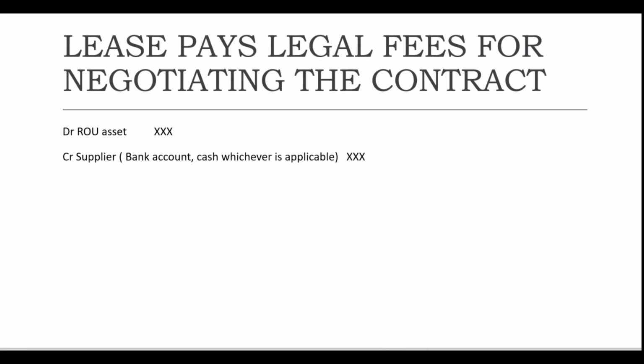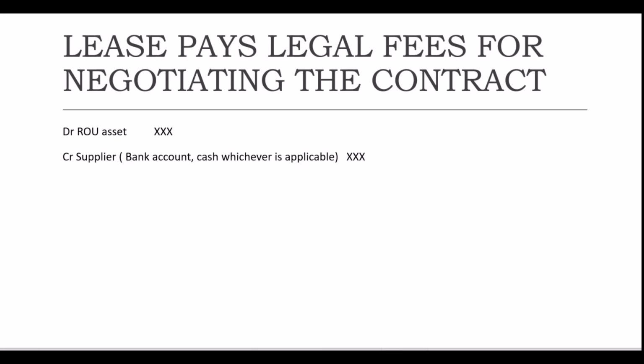So here we are talking about the asset. We said that the lessee pays legal fees, sorry, I made a mistake there. It should be the lessee pays legal fees for negotiating the contract. So this is what? An initial direct cost. What did we say about initial direct cost? It must be added to the asset.